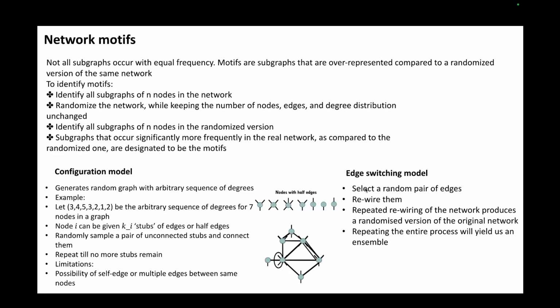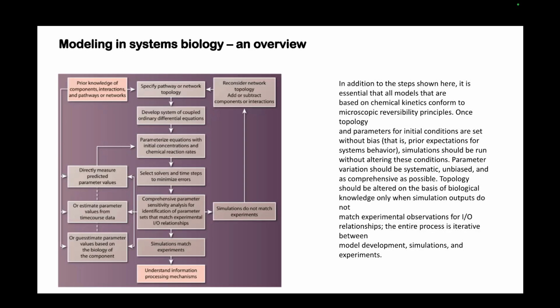This is another model. The edge switching model is where you randomly select a pair of edges, rewire them, and you keep rewiring the network, which produces a randomized version of the original network. And then you can compare with your real world network and check for network motifs.